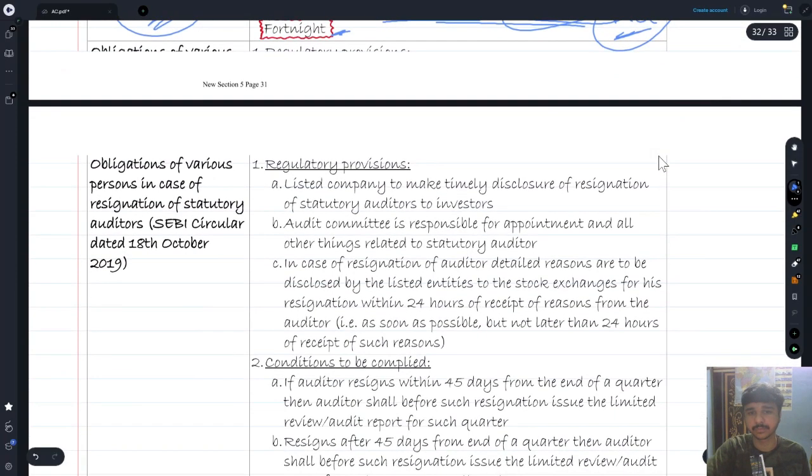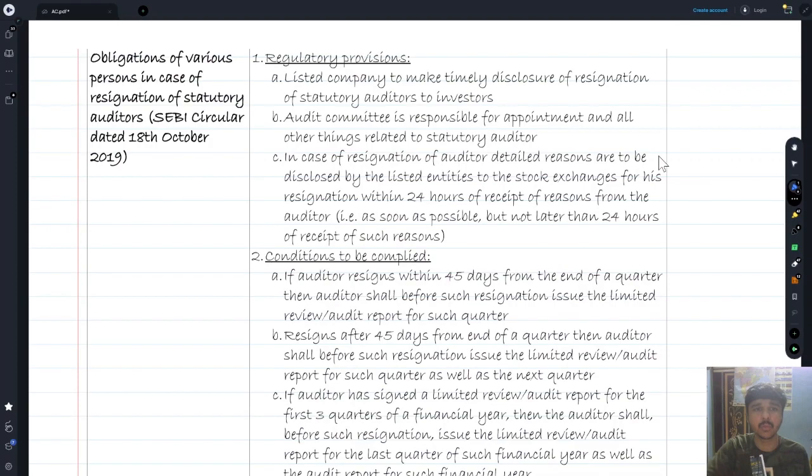of securities. Now, there are certain provisions relating to the resignation of statutory auditors. This is a SEBI circular dated 18th of October 2019.